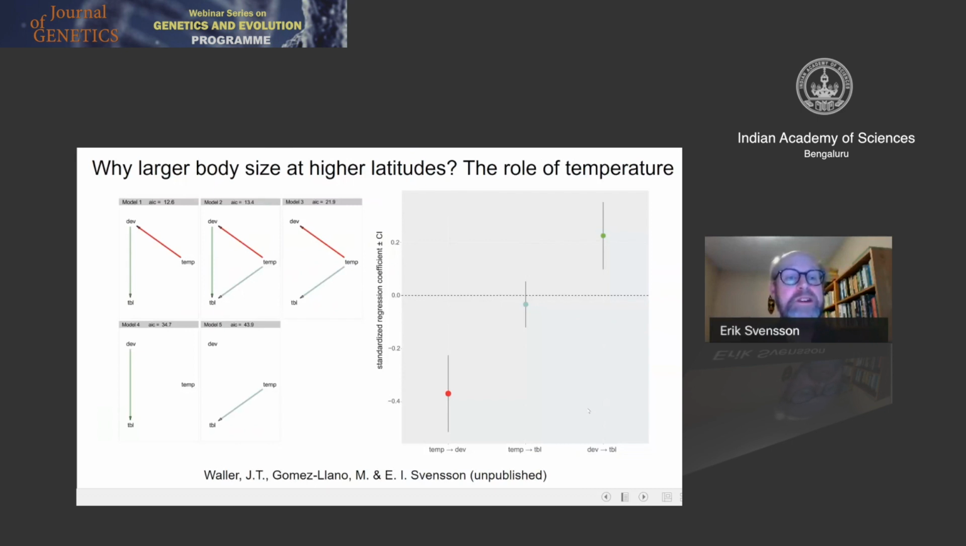The best support we found was what we call model one, where high temperature shortens development time, so it accelerates development, and shorter development time in turn reduces body size. So temperature has an indirect negative effect on body size. In a warm area, development time is shorter, and that leads to smaller body size. And this is incorporating phylogenetic information. There appears to be no direct effect of temperature on adult body size. So the main effect of temperature seems to go through this indirect path, accelerating development time. Clearly, temperature plays a role indirectly by affecting development time.